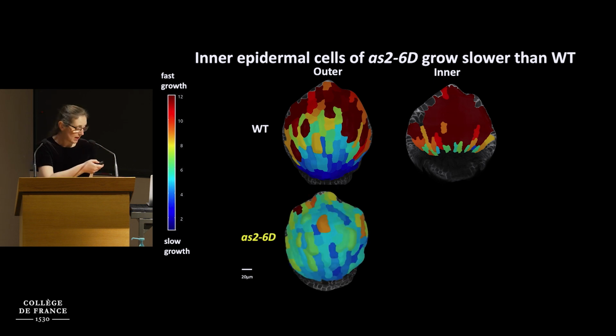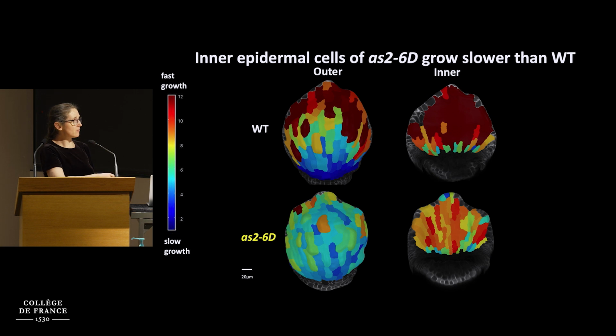And then we looked at the AS2-6D mutant. We're looking at these early stages right before it starts to have all these curvature problems. So we're looking here, and you can see that its pattern of growth is really screwed up. It doesn't have this fast growth near the tip and slow growth near the base. It's much more moderate everywhere, so moderate growth everywhere. The inside is still faster than the outside, but nowhere near as fast. And so there's definitely an imbalance in growth here.